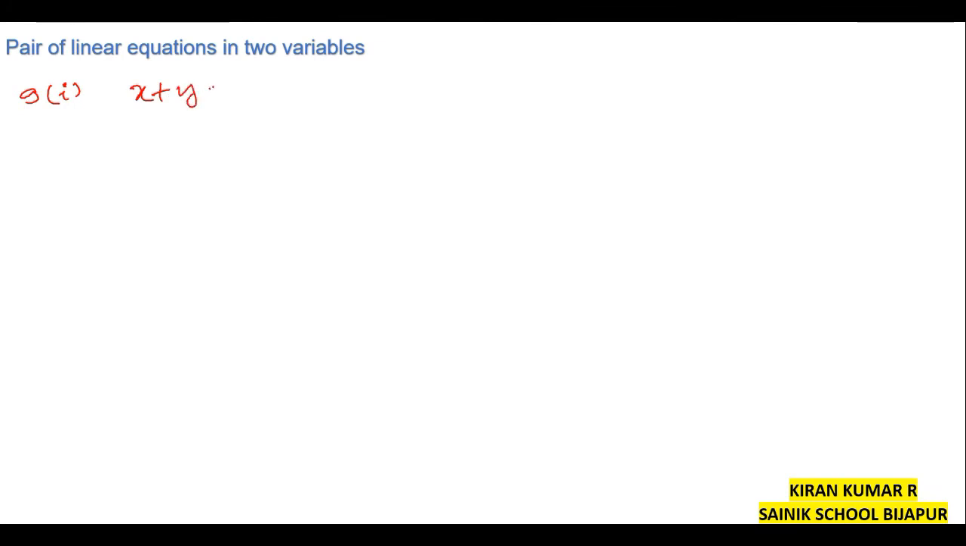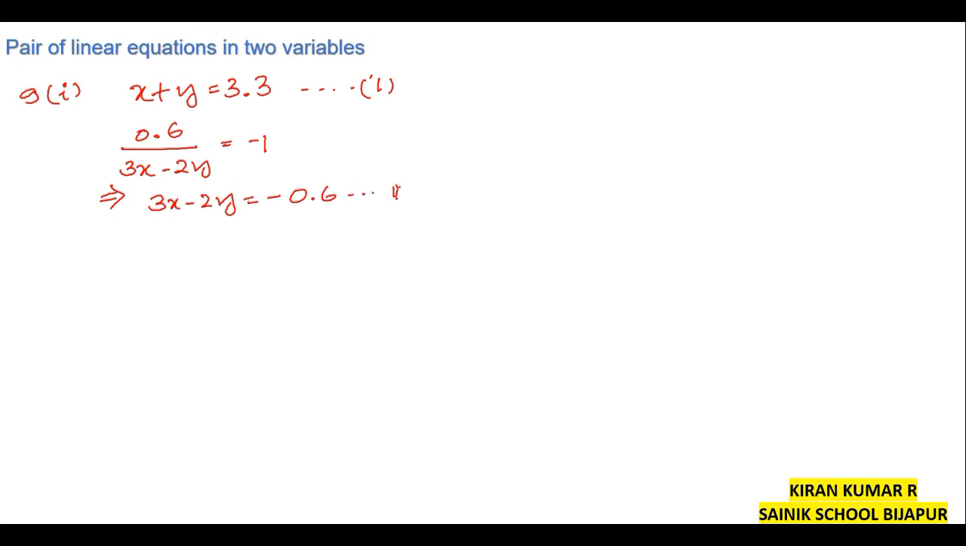x plus y is equal to 3.3. One more equation given is 0.6 upon 3x minus 2y equal to minus 1. Here we have no problem with the first equation. In the second equation, we need to simplify. Let me cross multiply. I'll be getting 3x minus 2y equal to negative 0.6. Now I will call this equation 2.